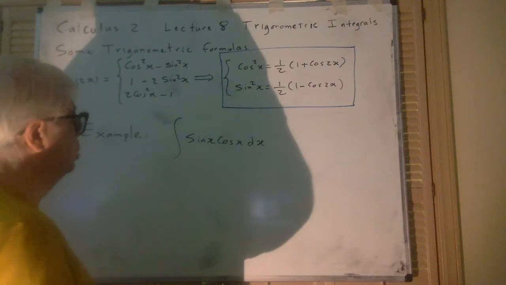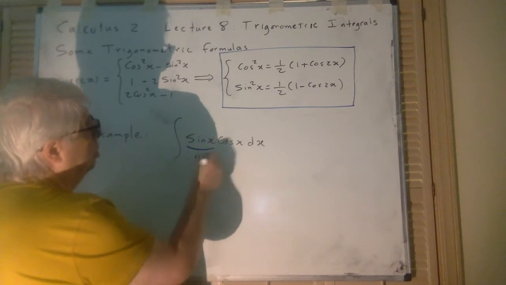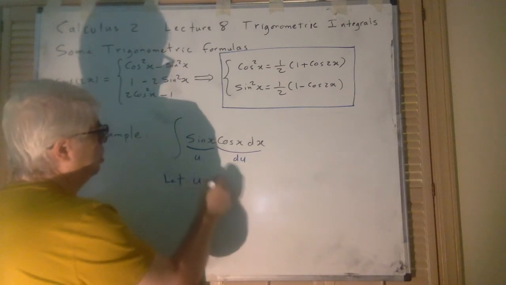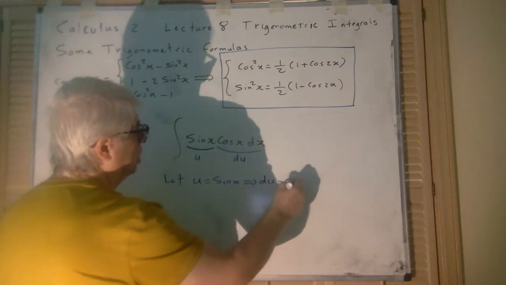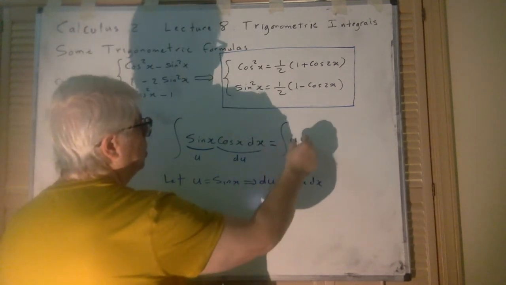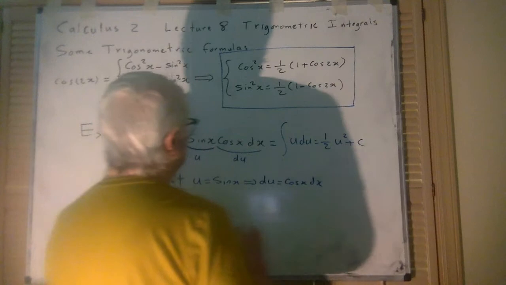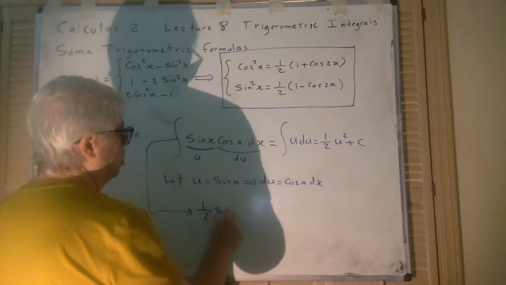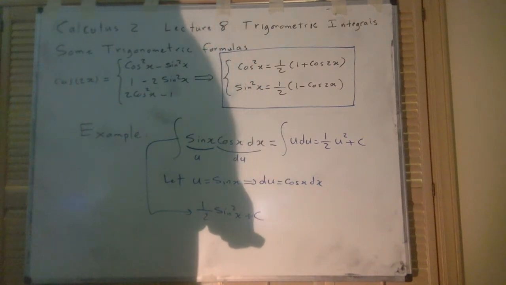Well, as you see, this is like u and this is du, right? So if we let u be sine x, then du is cosine x dx. So this integral is in fact integral u du, which is 1/2 u squared plus c. So if I substitute, this integral is in fact this. Okay?